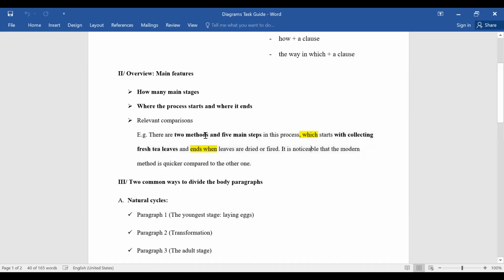Thấy không? Tức là nó chỉ là có bao nhiêu bước. Ở bài này nó có thêm 2 nữa thì thêm vào luôn. Bắt đầu ở đâu và kết thúc khi nào. Đứa này nó sẽ có thêm relevant comparisons. Bài phải có mới được so sánh nhé, không thì nó phạt điểm em đấy. Nó bảo là đáng chú ý rằng phương pháp hiện đại thì nhanh hơn phương pháp truyền thống.